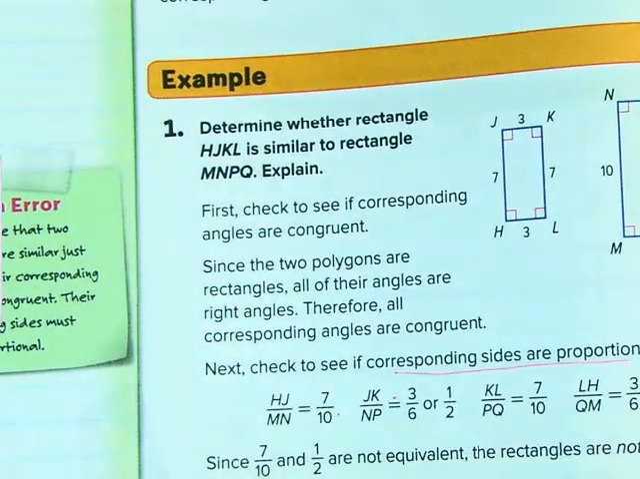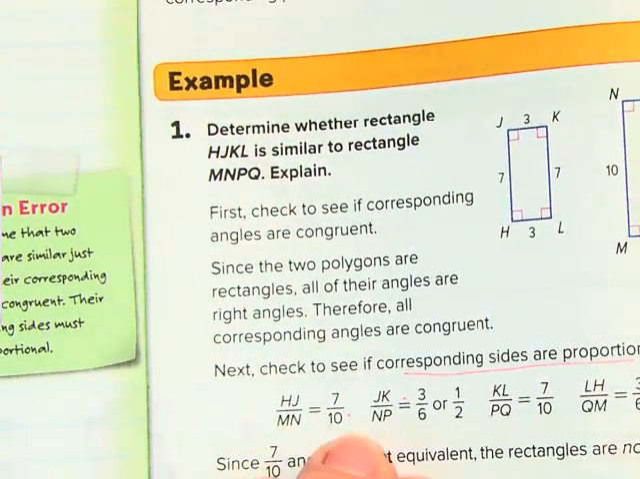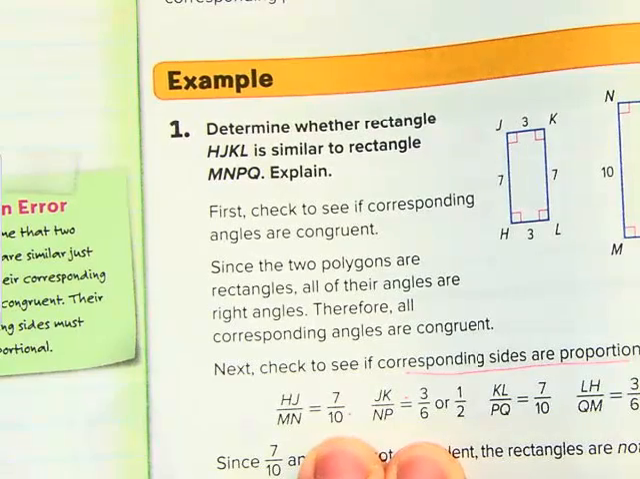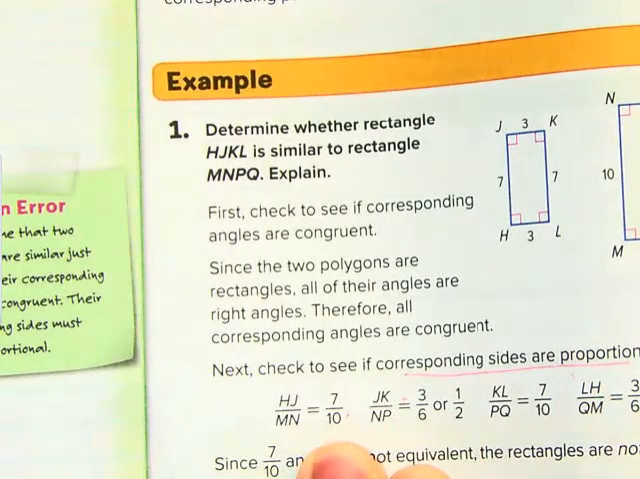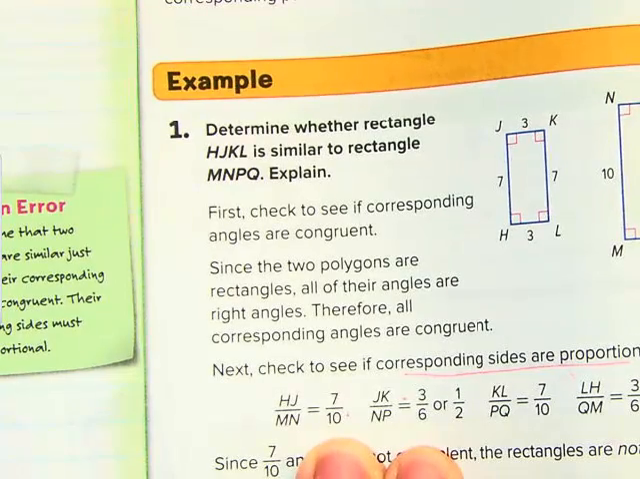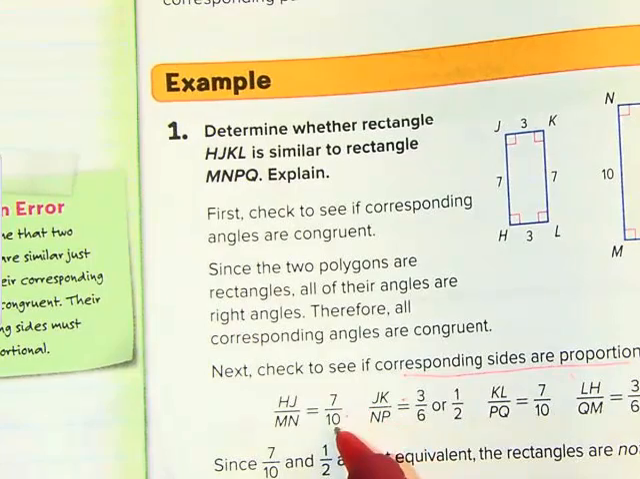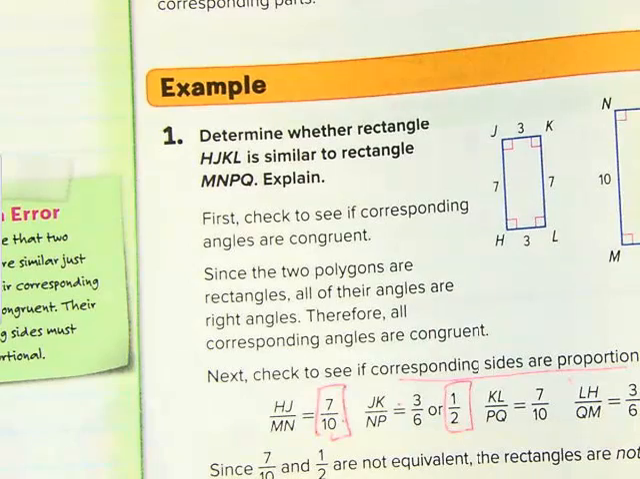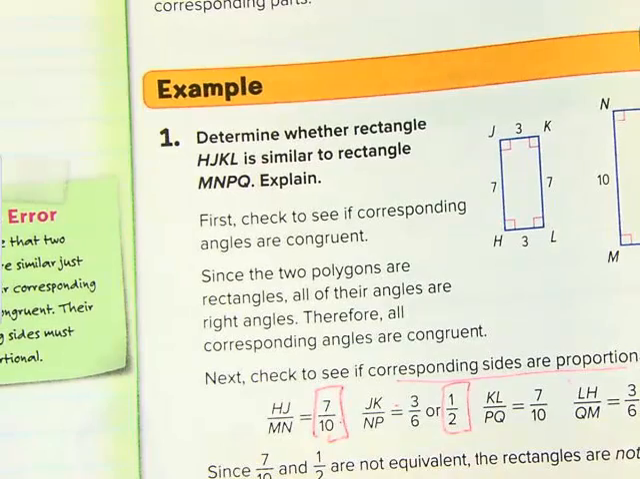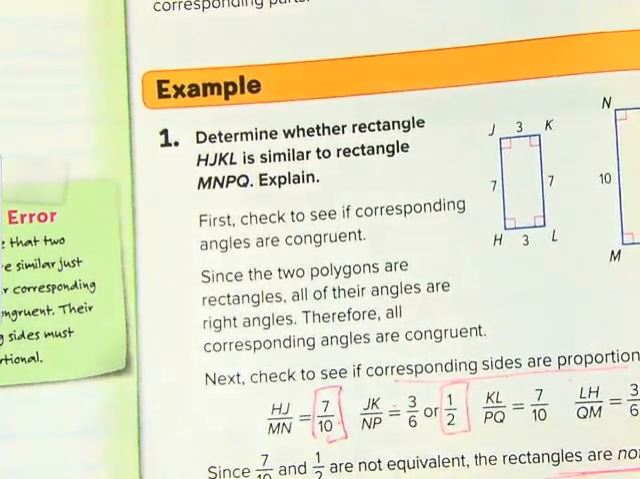Now here's the thing. Right now, I have two different fractions. If the two shapes are similar, meaning proportional, these fractions should simplify to the same amount. Or if you divide, you should get the same amount. Now right now you might be able to tell that 7 over 10 and 1/2 do not simplify to the same amount. You may know that off the top of your head, and so you know right away, since 7 over 10 and 1/2 are not equivalent, the rectangles are not similar.